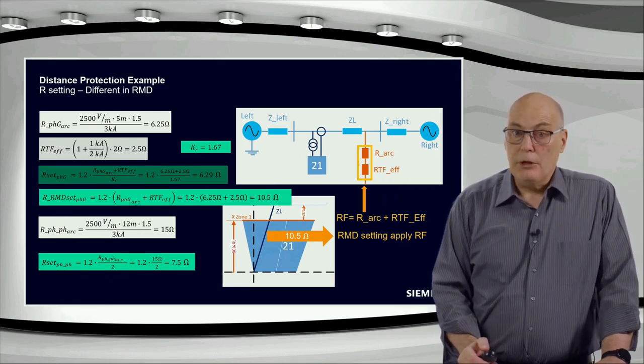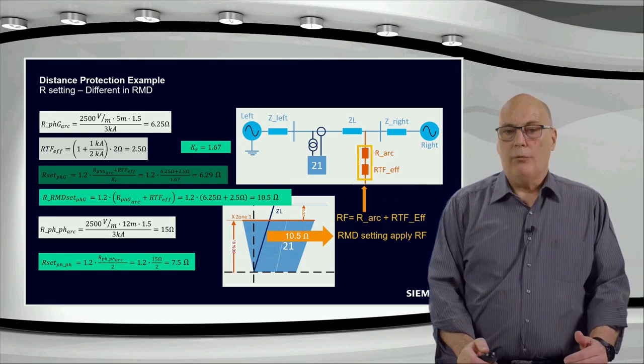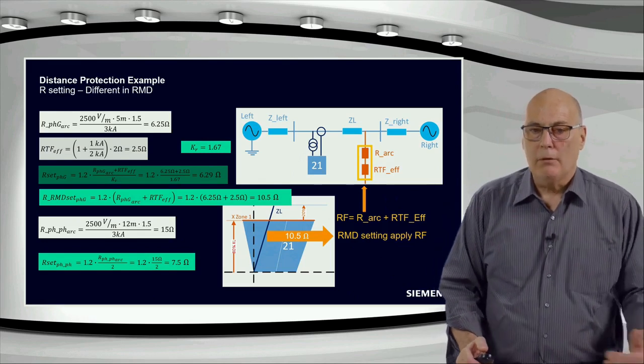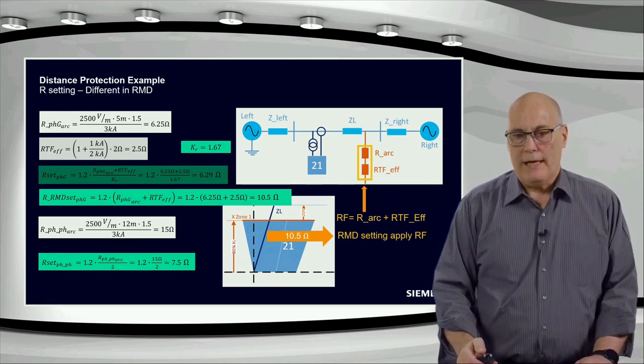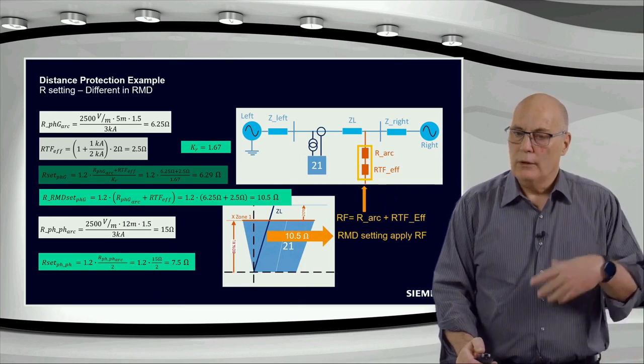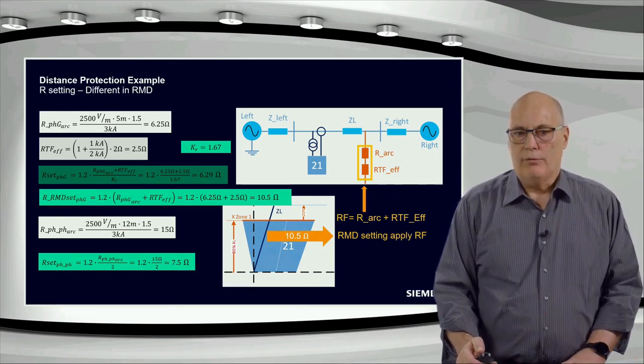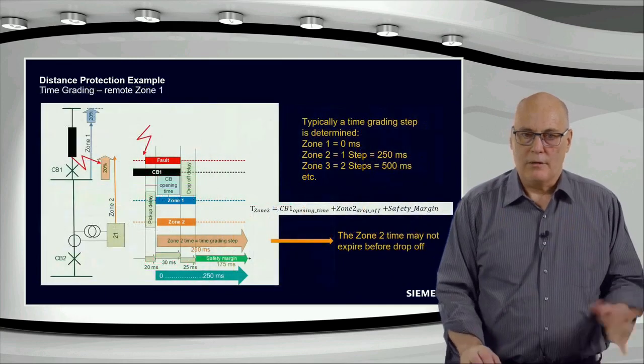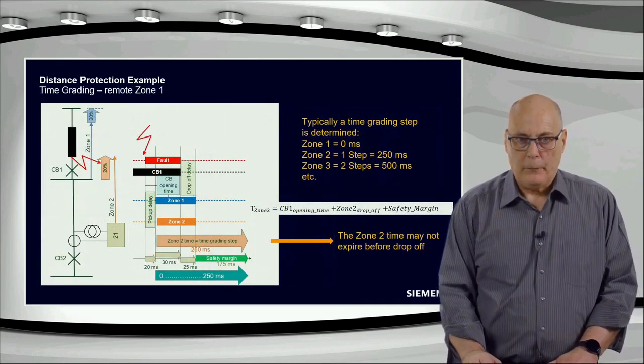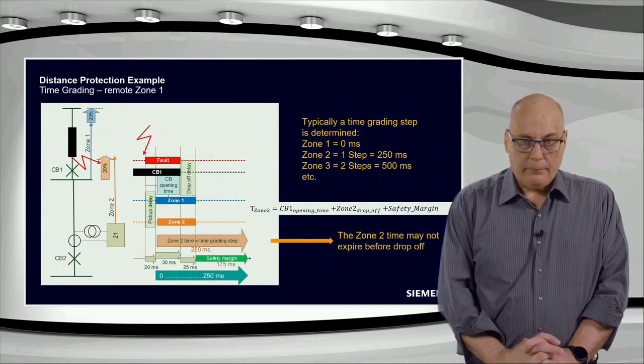Also, from a symmetry point of view for the phase to ground setting on the RMD, you can approximately double the symmetry. For a classic, you would have basically the 1 to 2. For RMD, you can use a 2 to 4. You can double that tolerance. But that's another subject. All right, time grading.